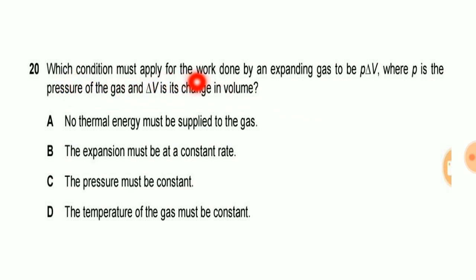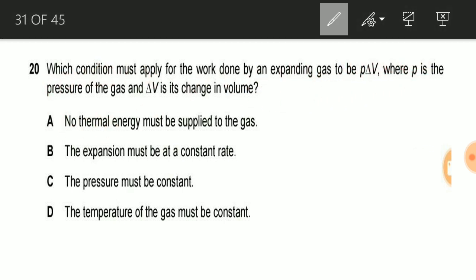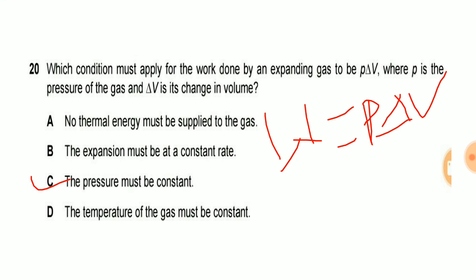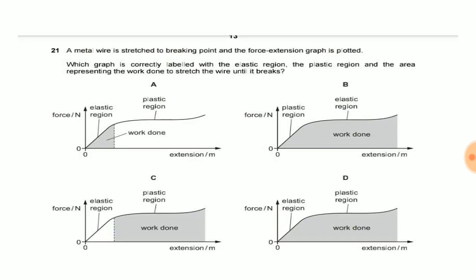Which condition should apply for the work done by expanding gas? In this question, this is also from the definition of work done on gas. Work done is equal to P into dV. Volume is variable, but P is constant. A constant P is written in option choice C, so pressure must be constant in W is equal to P into del V. So option choice C is the correct answer for question number 20. Now let us move to question number 21.